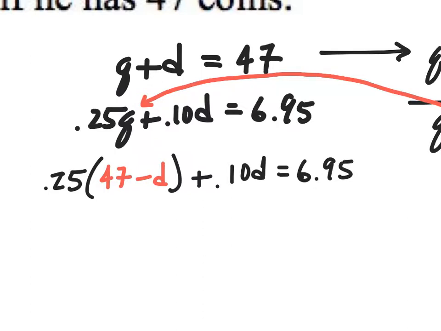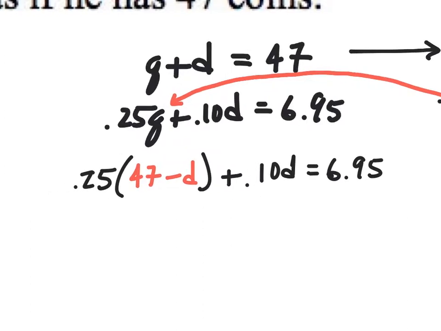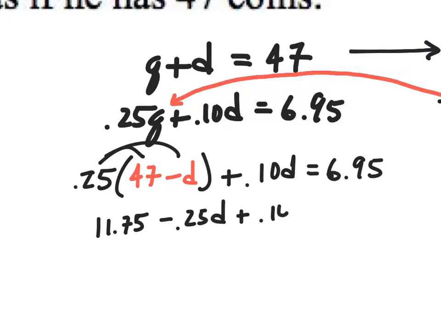Now I need to solve this, just like I would normally. I'm going to distribute the 25 cents. If I take 0.25 times 47, that's going to give me 11.75. If I take 0.25 times negative D, that's going to give me minus 0.25 D. We're going to add that to 0.10 D, and that's going to equal $6.95.